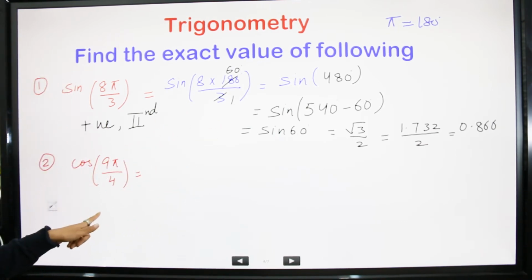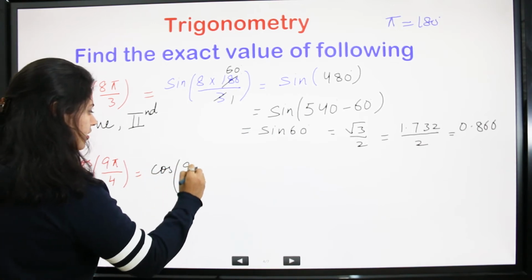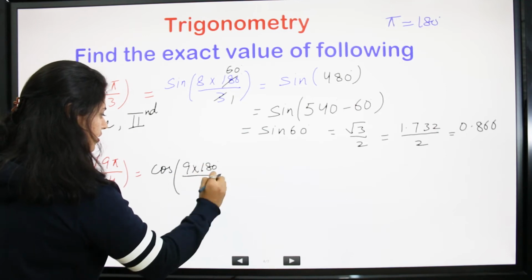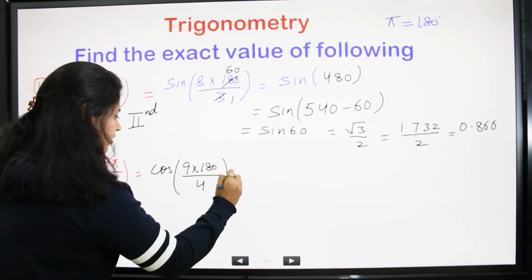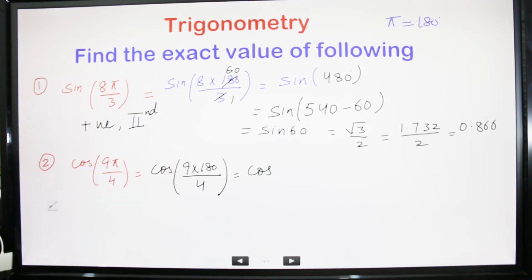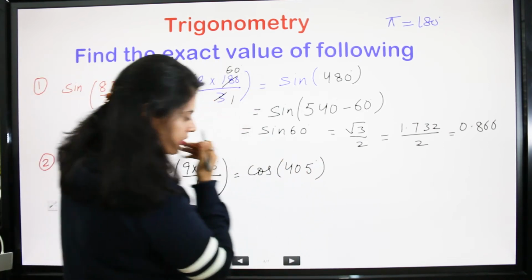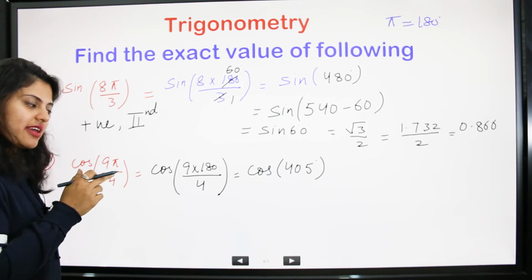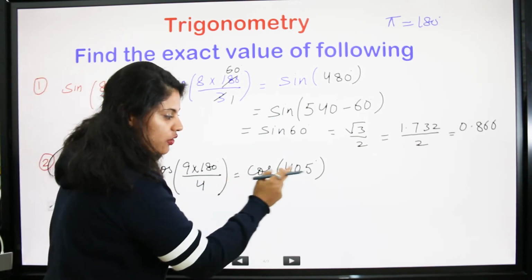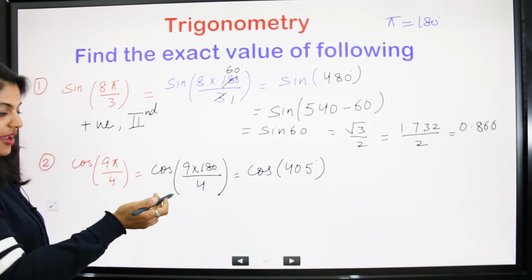Cos 9 pi by 4. First step, cos 9 pi is 180 degree divided by 4, that will equal cos. You can cut this value, you will get the value of the cos which equals 405 degree. Okay, so our next step is we need to check where the value of 405 lies, in which quadrant basically.